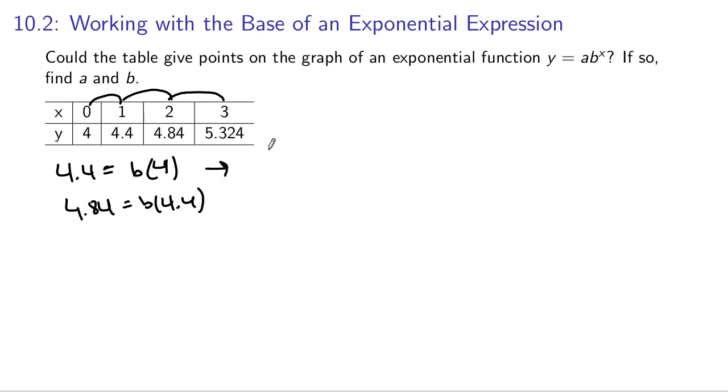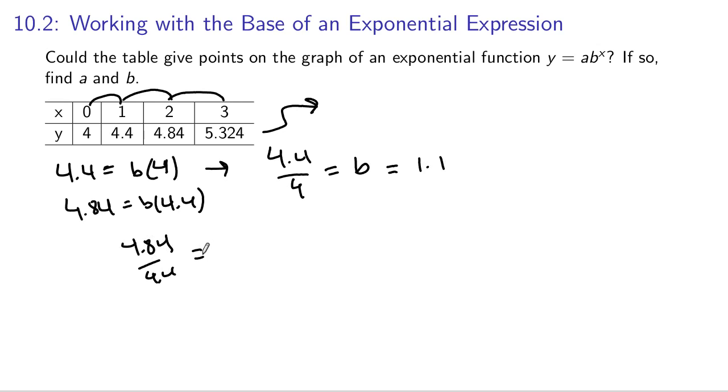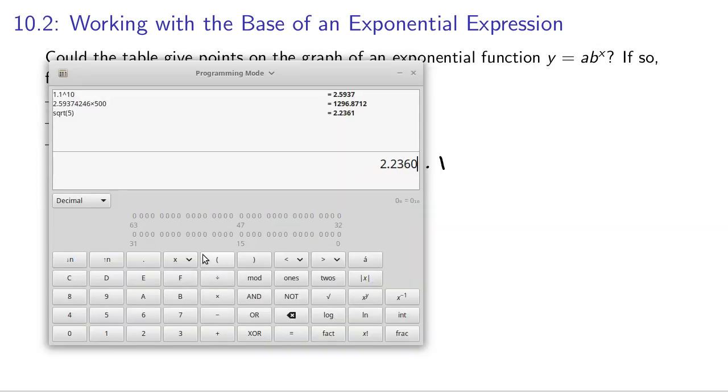So if we think about each of these equations, the constant b would be the ratio of the second output to the first. If that ratio is constant, then we have exponential growth. So if we write down the ratio of y at x is 1 to y at x is 0, we would have, again, 4.4 over 4, which is 1.1. And here you have 4.84 over 4.4. Getting a calculator. 4.84 over 4.4 is 1.1.